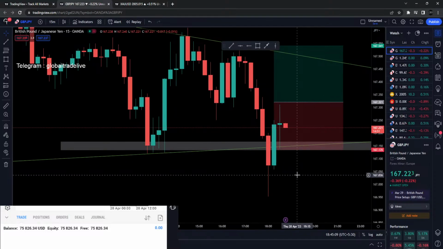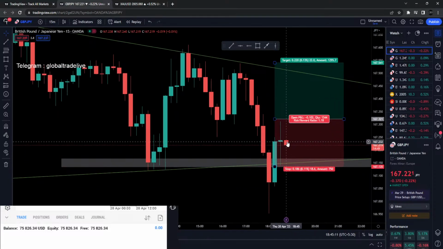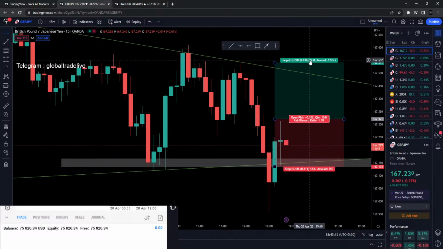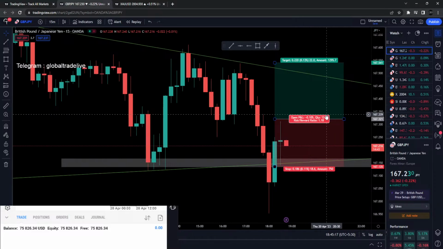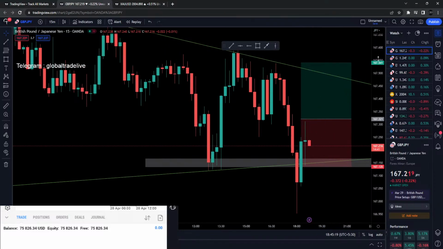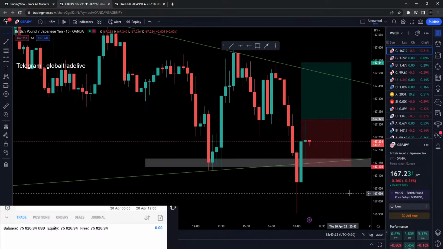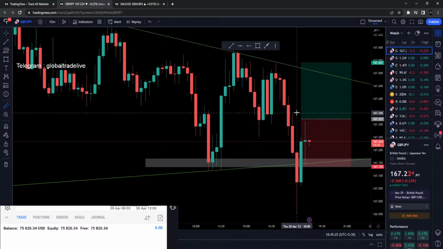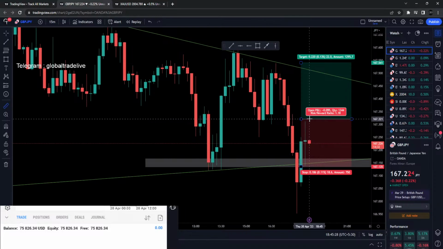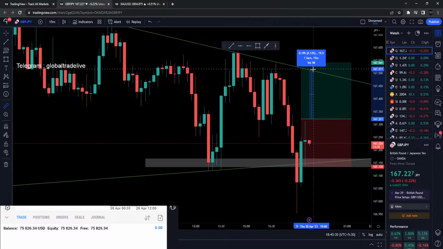So I'm just going to wait now for this candle to break the high of the previous one in order to take the price all the way up. Let's see whether we can actually get this trade over here. 19-20 pips.